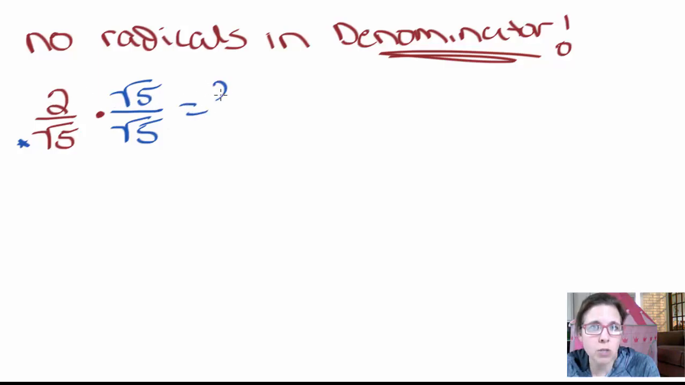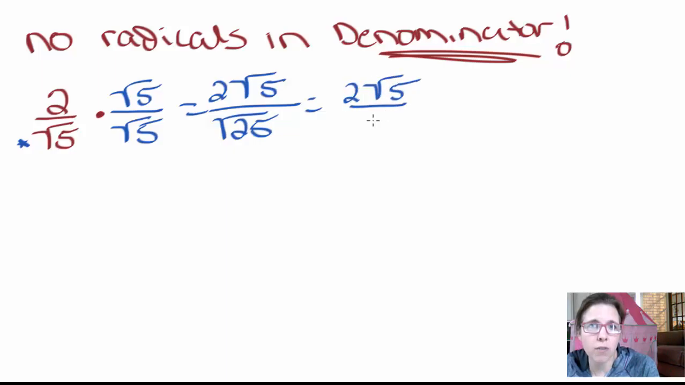Now 2 times the square root of 5. Well, the square root of 5 times the square root of 5 is the square root of 25. So 2 square roots of 5 over 5 would be your answer. Okay?